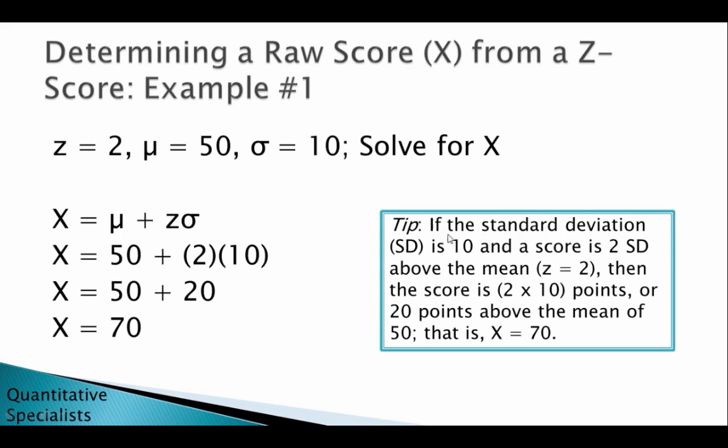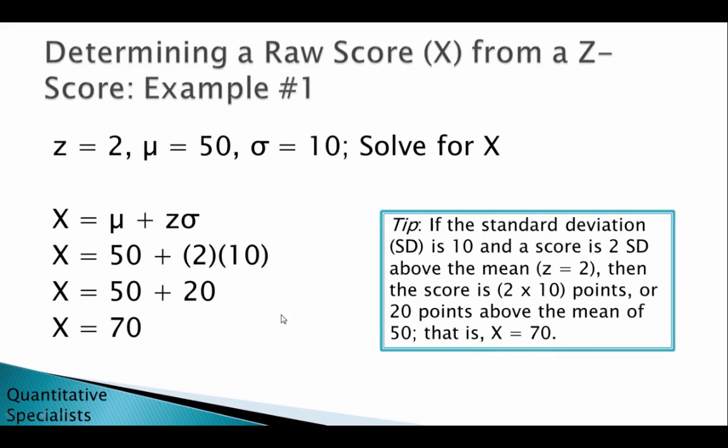That's it for that problem, but it is helpful if you can process the following. This is just trying to get a conceptual understanding of what's going on, but it can be quite helpful. If the standard deviation is 10, as we see here, and a score is 2 standard deviations above the mean, that is, the z is equal to 2, then the score is 2 times 10 points, or 20 points above the mean of 50. That is, it's equal to 70.